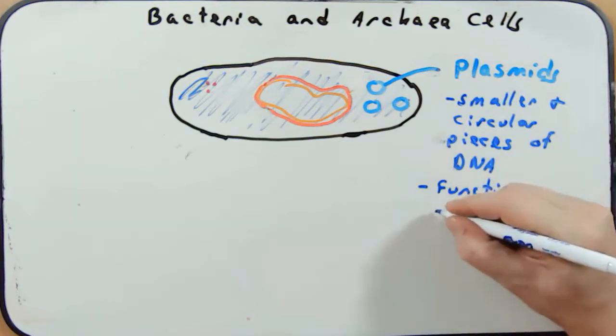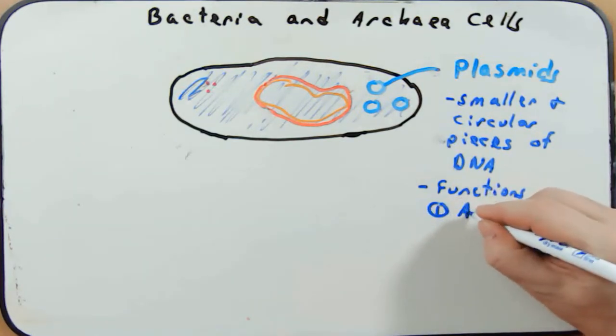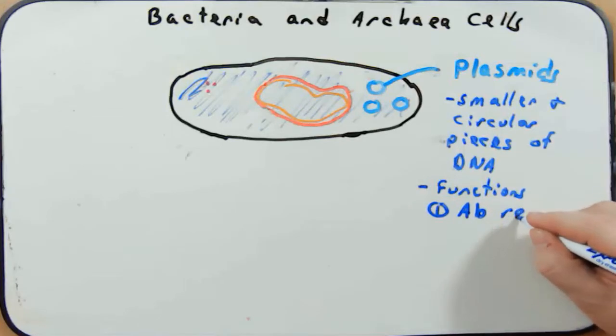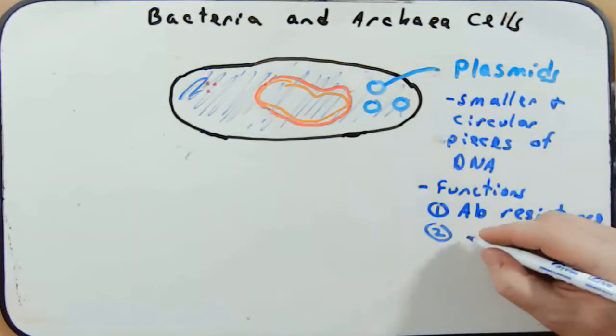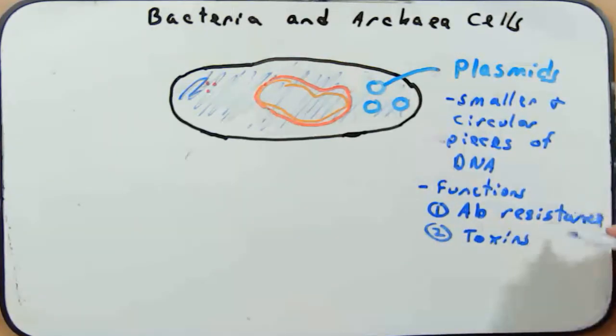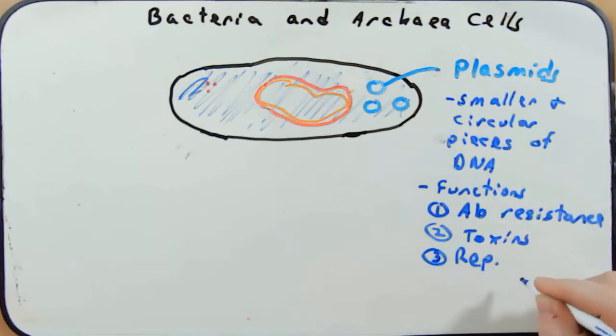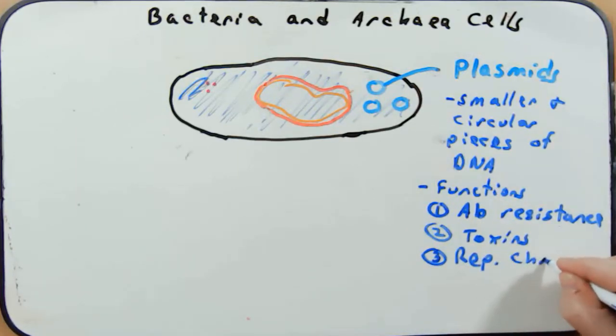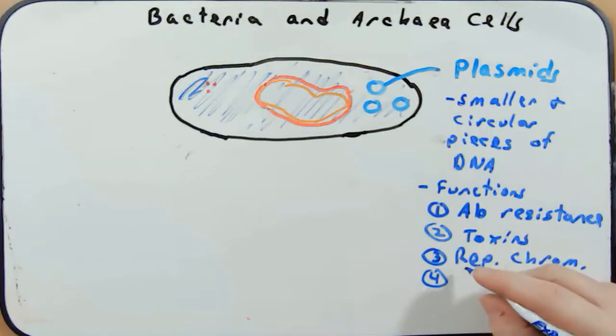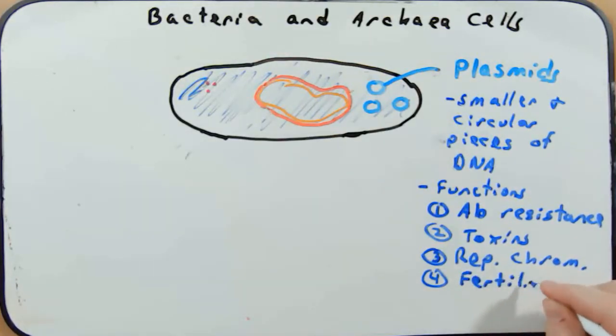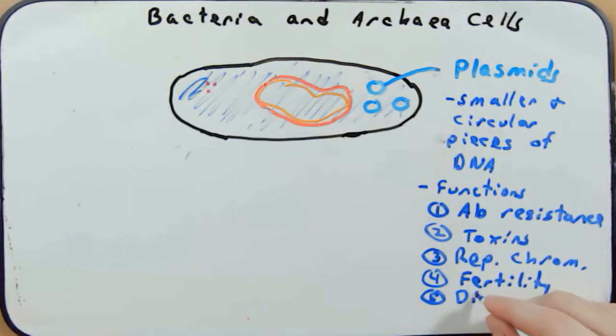Real quick, some of the functions include antibiotic resistance. Some of these plasmids produce toxins. So these first two are related to the bacterial or the archaeal cell's defense. Some play a role in replicating, and I'm just going to put REP here for replicating the chromosome. Some are involved in fertility. Some digest certain rare substrates.